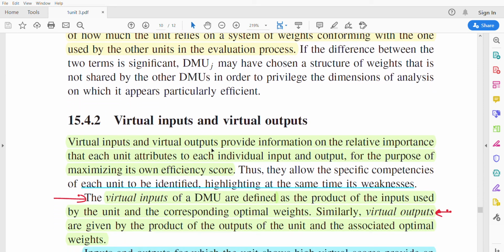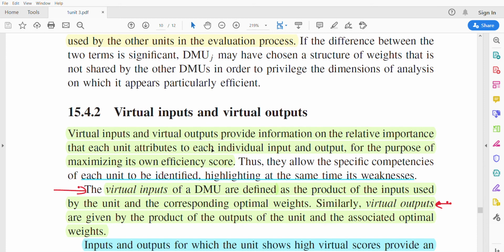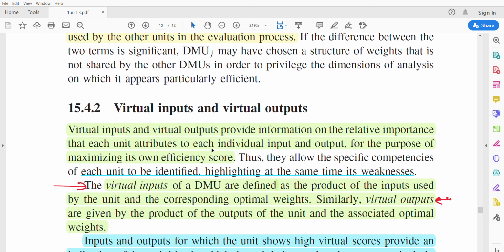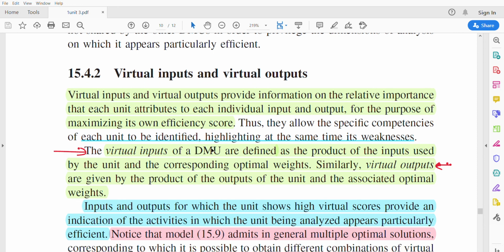Now, virtual inputs and virtual outputs. The second method. Within the virtual inputs and virtual outputs, don't think too hard about the word virtual. Here, it is very simple.